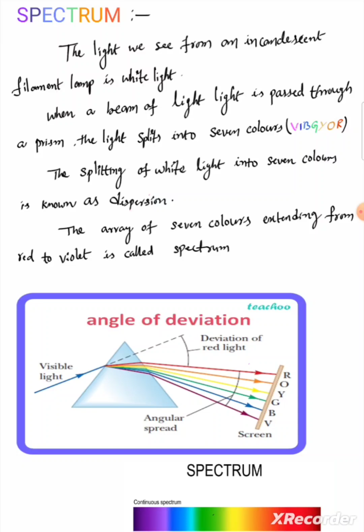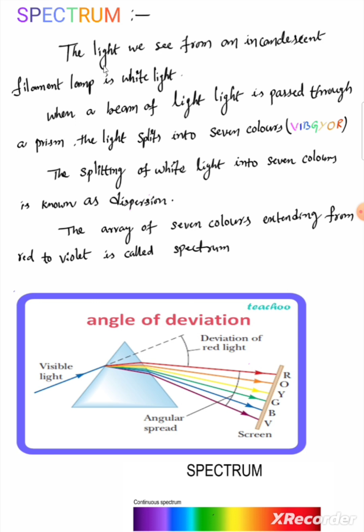Hello students. Today our topic is spectrum. Here we are going to discuss about spectrum. Types of spectrum: emission spectrum and absorption spectrum we are going to discuss. First we will see what is spectrum.